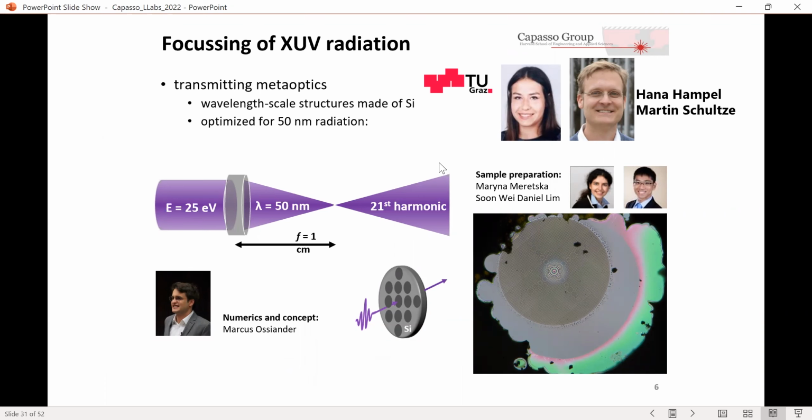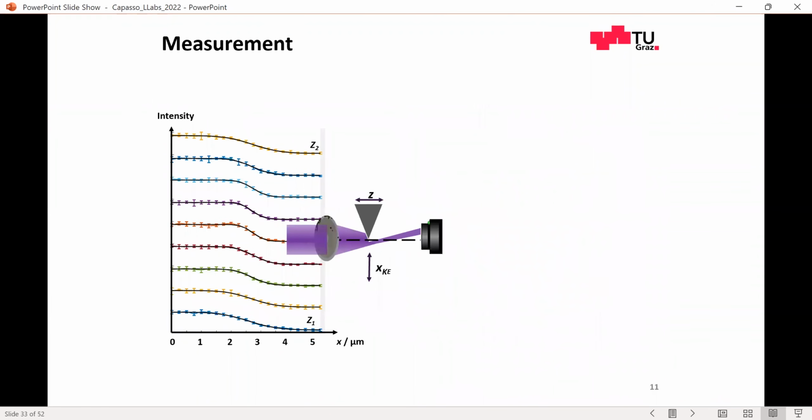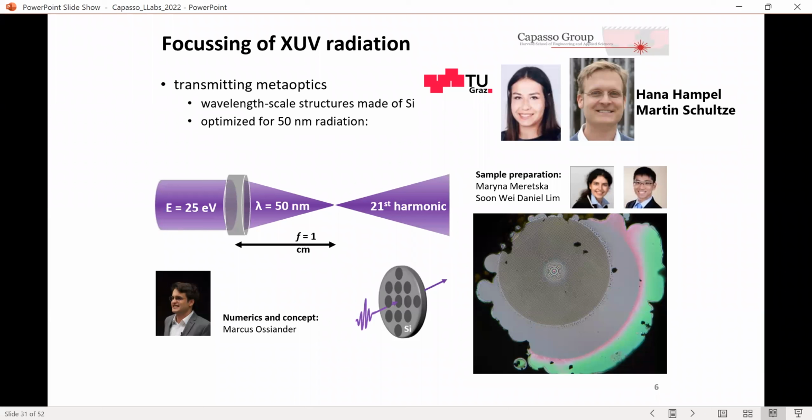with this attosecond facility. Let me show you the setup. Okay, I think I forgot to show the setup. Anyway, essentially, you hit the sample with all the harmonics, but then you interrogate, you're only looking at the 21st harmonic, which is the one for which this metalens has been designed, basically.